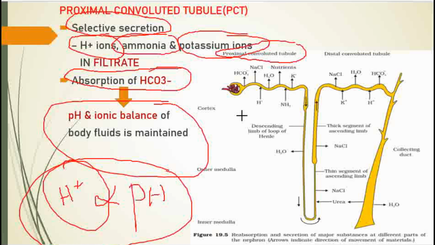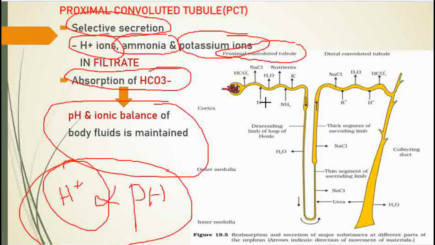So இது ரெண்டையும் balance பண்ணுறது, H plus and bicarbonate. If you balance, only the acidity and alkalinity gets balanced in that particular place. So this PCT, they help to maintain the pH and ionic balance in the body fluids by the secretion of these compounds and by absorption of this bicarbonate.